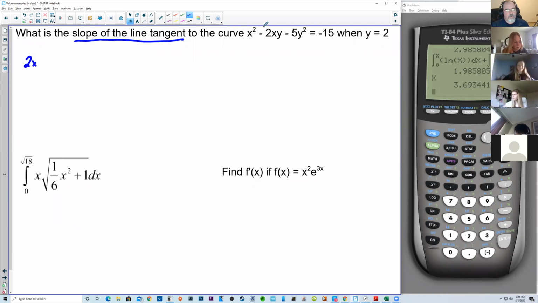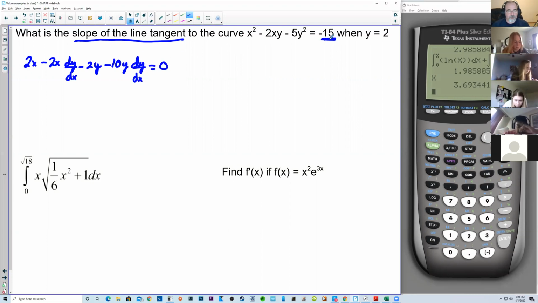So the derivative of this is 2x minus first times the derivative of the second plus the second, but the derivative of the first is -2, so minus 2y. And then minus 10y dy/dx. This is implicit differentiation. And don't forget to take the derivative of that constant over there. That's going to be 0. Don't leave it as negative 15.